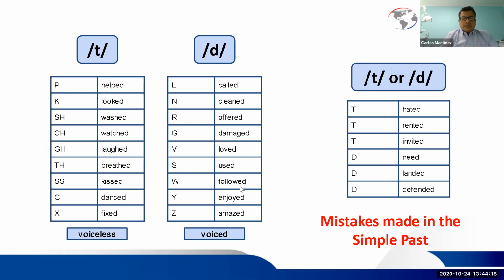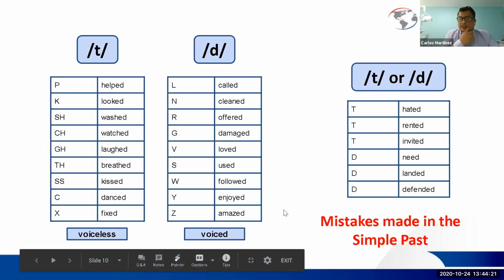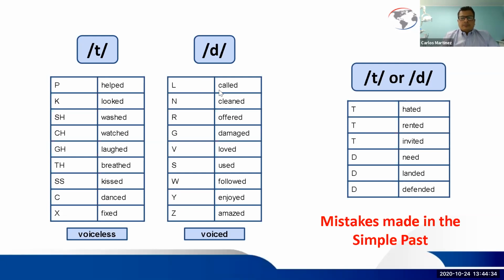Now, in the words or the verbs that finish in a voiced consonant or any of these letters, L, N, R, G, V, S, W, Y, Z, we are not going to say T, we're going to say D. For example, present, call. We're not going to say "callt," no, we're going to say "called," D. The same with clean. We're not going to say "cleant," no, this is "cleaned."